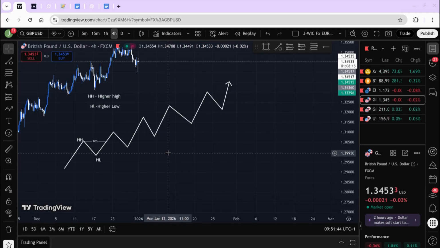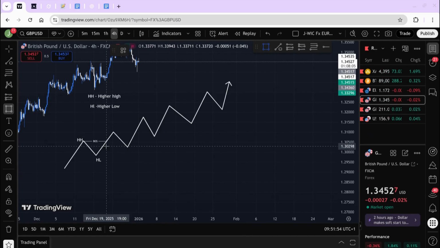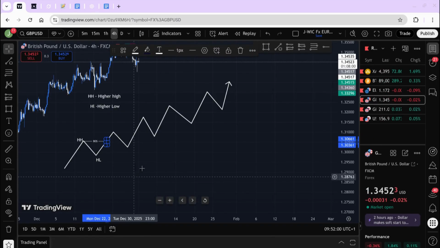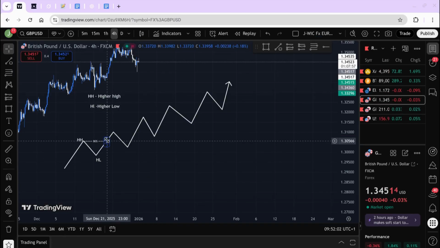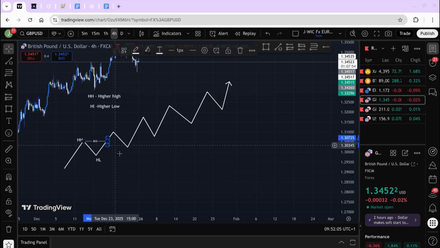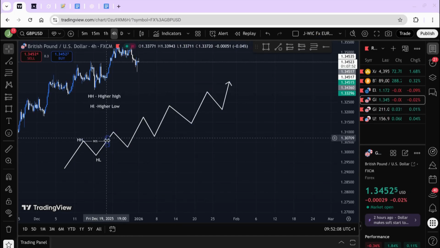The body of the candle must close above the current higher high you are seeing there. The body of the candle must break above the current higher high to confirm that break of structure. Aside from that, on my own strategy, it is no more a break of structure if it's not a body of the candle that closes above it. If it's just a wick, to me, it's not a solid break of structure.